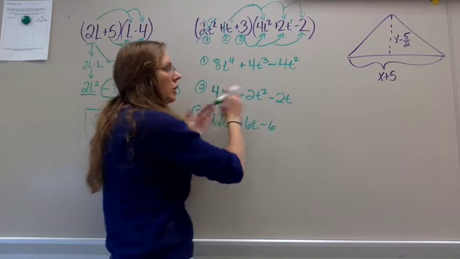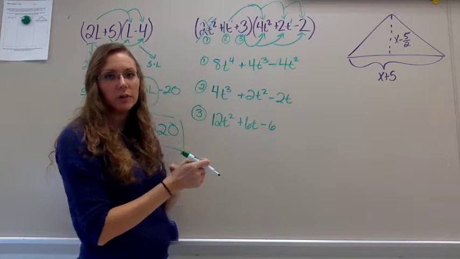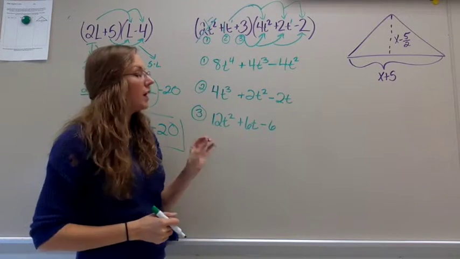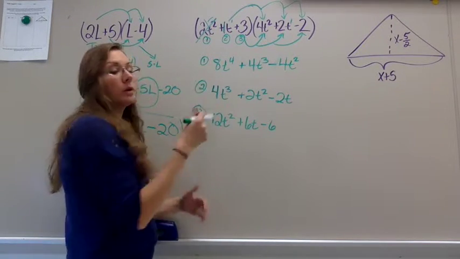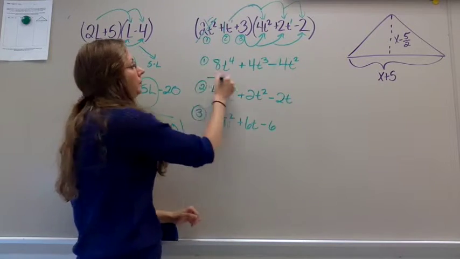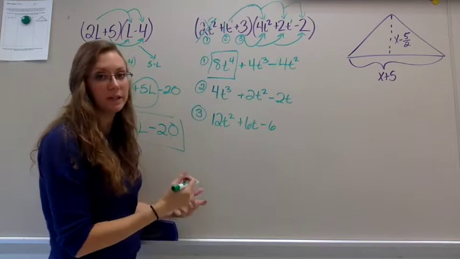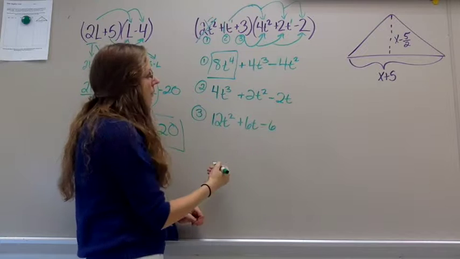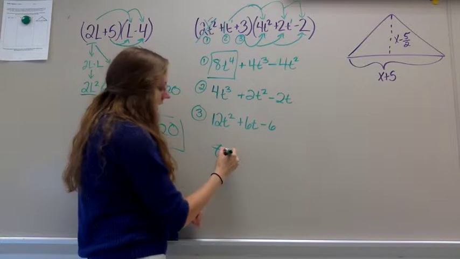Now we're going to slowly take our time and combine like terms. Again, we're only looking for letters that have the same exponent. Starting with my highest, I want it to be in standard form. I have something to the 4th, my t to the 4th. No other 4th powers, so that's going to be where I start. 8t to the 4th.